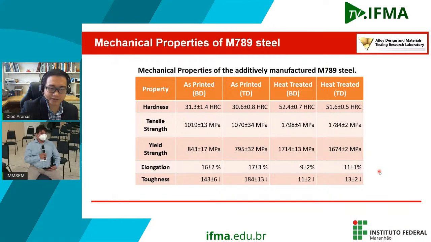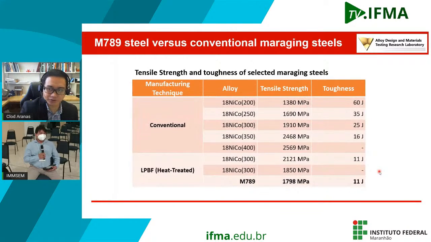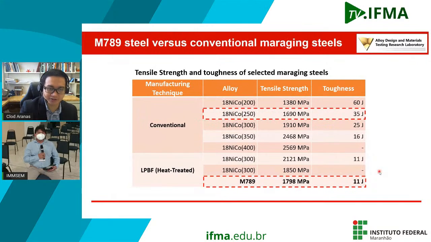Okay. And if you look at the mechanical properties and compare it to conventional maraging steel, we can see that this is our material with tensile strength of 1798, and this is the material that it can potentially replace, which is 18Ni250, which has a tensile strength of 1690 megapascals. Se você comparar o material que a gente fabricou com relação ao material maraging convencional, você percebe que a resistência mecânica dele foi maior, 1798 megapascal em relação a 1690 megapascal.